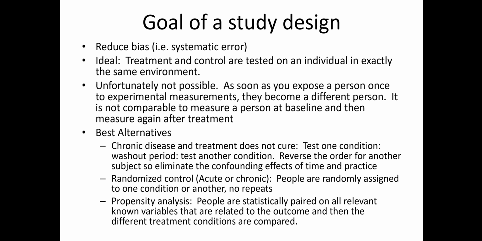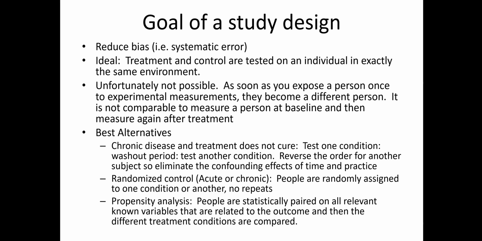Perhaps the gold standard, though, is the randomized controlled trial. Whether it's acute or chronic disease, people are randomly assigned to one condition or another. There are no repeats. You can take baseline measures to see where people are at the beginning and control for baseline differences, but the key is that you've randomized them. That's the best design. It's an expensive design. It has limitations. We'll talk about them in a minute.